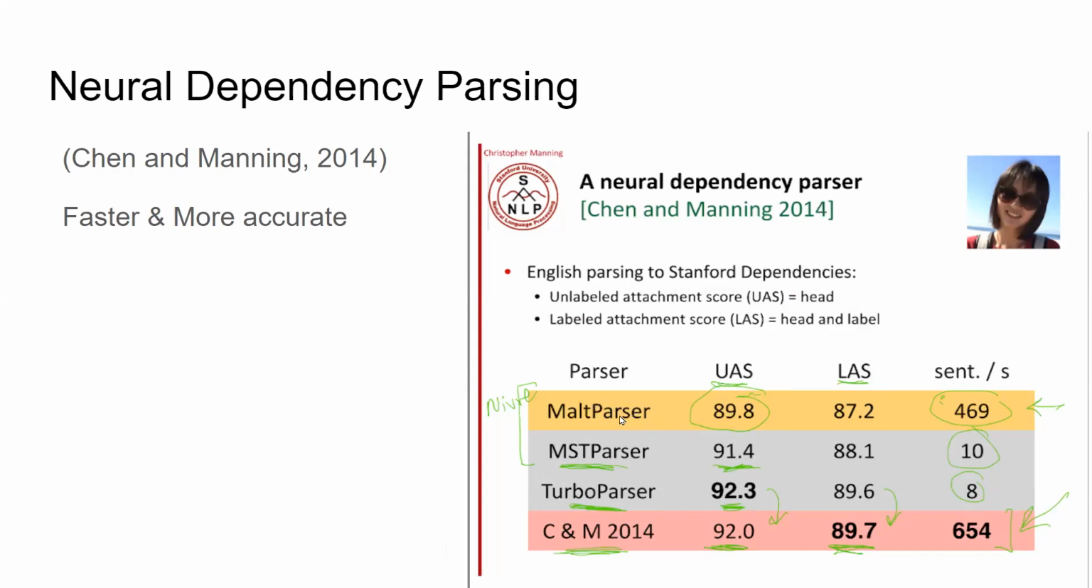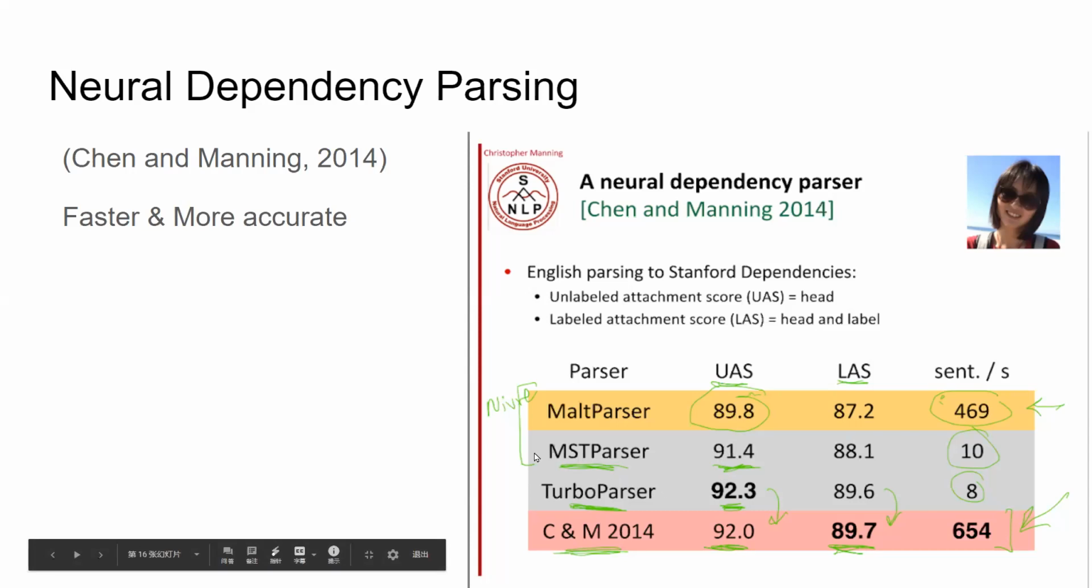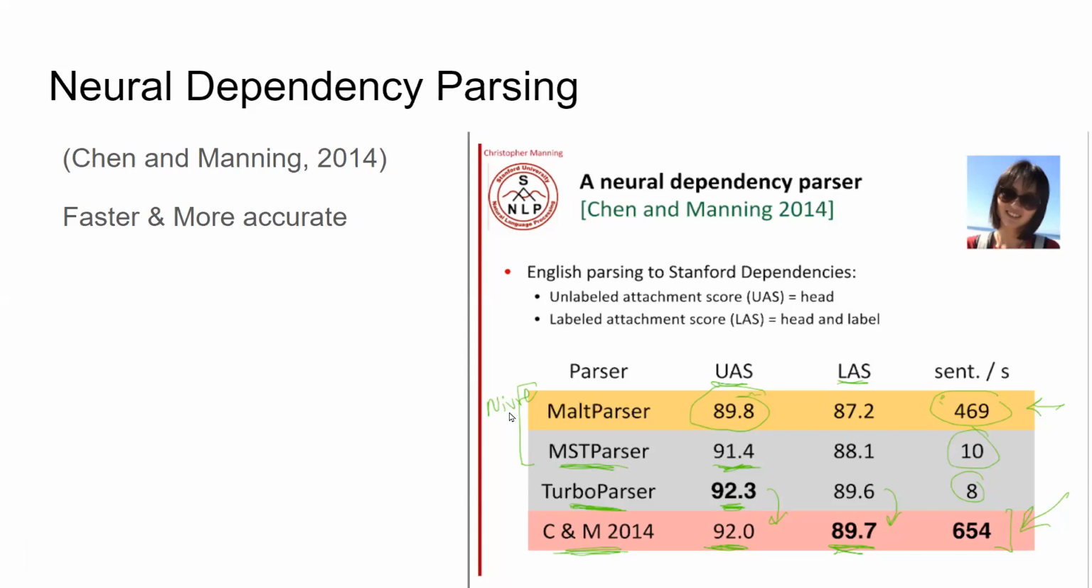So MaltParser, people love it. It's very good. It has a high accuracy score, UAS, unlabeled attachment score, and it's very fast. It can parse 469 English sentences per second. There are other people proposing more complex parsers. They're a bit more accurate than MaltParser, but the cost is they parse much slower.